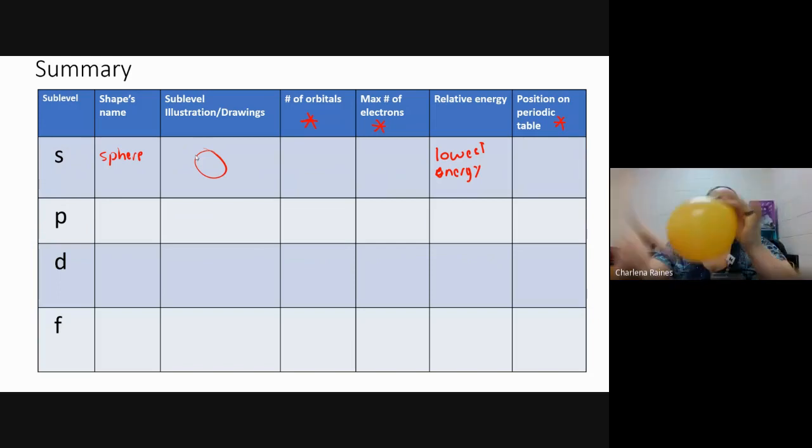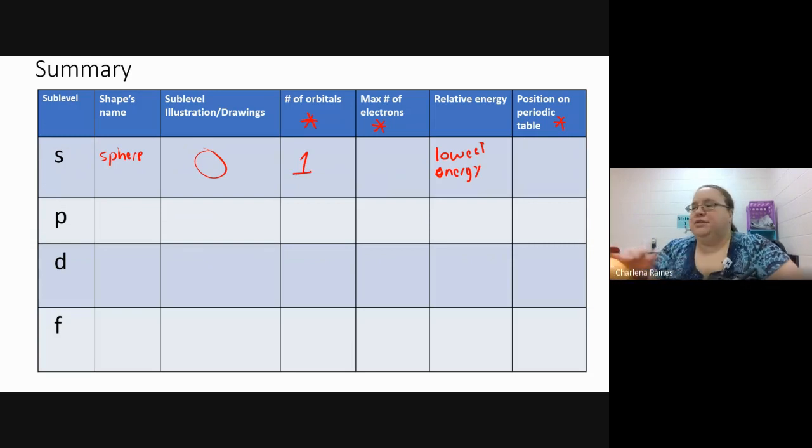The air in the balloon represents where the electrons are likely to be found. And the nucleus is in the very, very center. It's just a teeny tiny little dot in the center. And the air is where my electrons live. On that sphere, no matter which way I turn a ball, it still looks like a ball. There's no obvious way to do orientations. So therefore, my S sublevel only has one orbital.